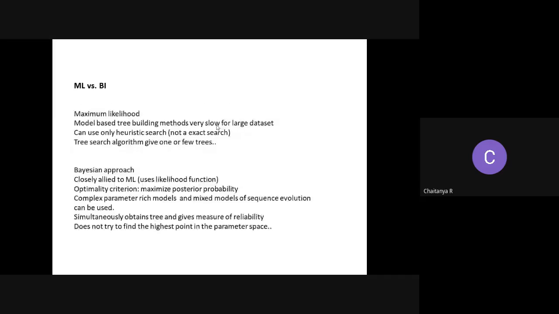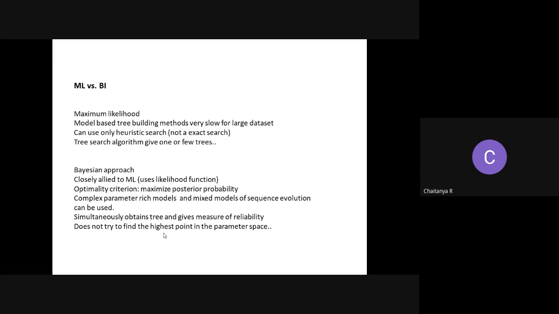Some comparisons again. I think it's all self-explanatory. We've already spoken about a lot of these. One good thing about the Bayesian approach is it can use a whole gamut of models of sequence evolution, right? But a program like RAxML can use only GTR and some of its variants, though I'm told that RAxML these days can accommodate other models too. So that's one of the drawbacks of RAxML version 1.3, at least.